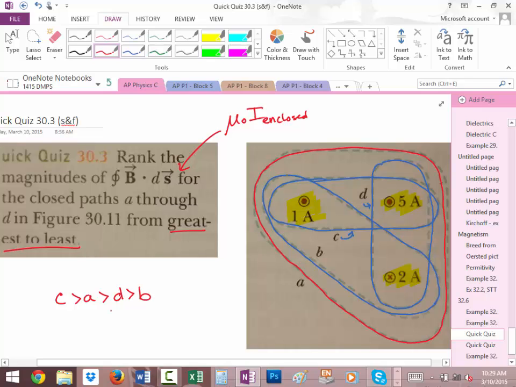Let's talk it through and make sure it makes sense. So C, okay. The 2 amp one's going into the page. So C is enclosing how much current? 6. A is enclosing how much current? 5. So it's 5 plus 1 is 6 minus 2, which is 4. Yay for elementary math, right? D has how much? 3. 5 minus 2 is 3. And B, -1, but that's really 1 in magnitude.